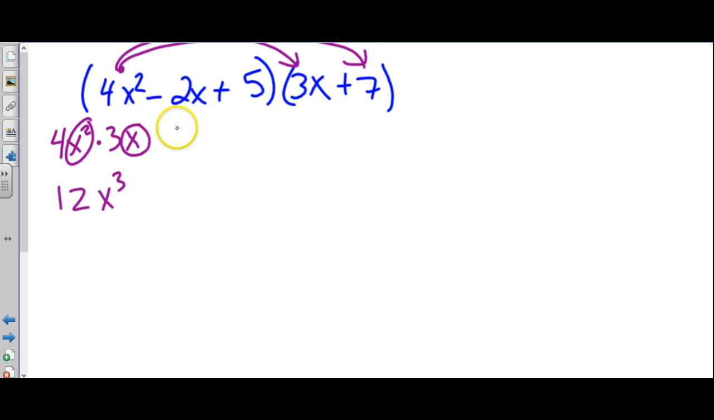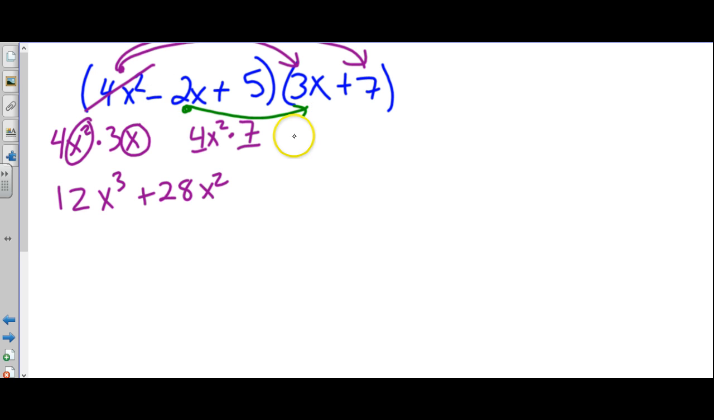Then we do 4x squared times the 7. 4 times 7 is 28. There were only two x's. We didn't have another one to worry about, so 28x squared. So I am done with that 4x squared. It's multiplied by everything. Now I worry about the negative 2x, and I do the same process. Negative 2x times 3x. Negative 2 times 3 is negative 6, and there are two x's, so x squared.